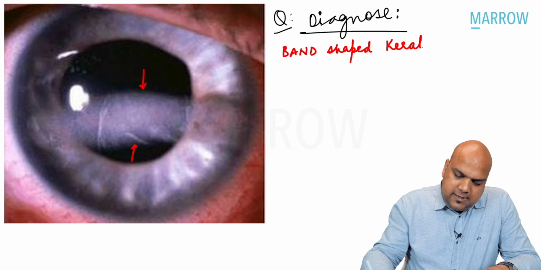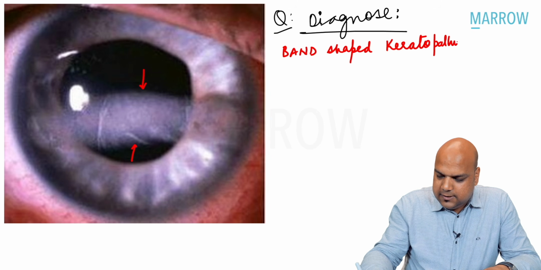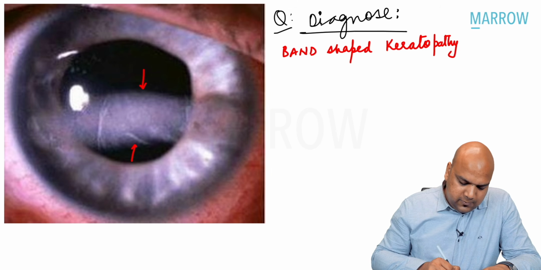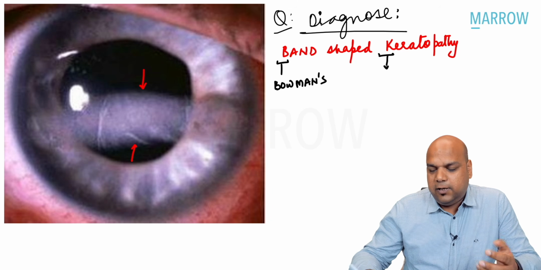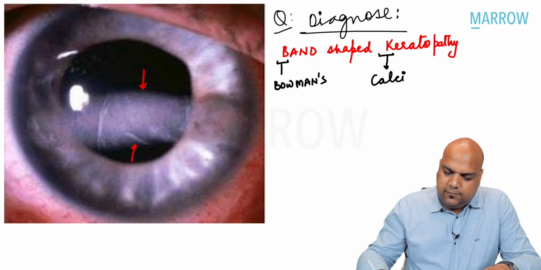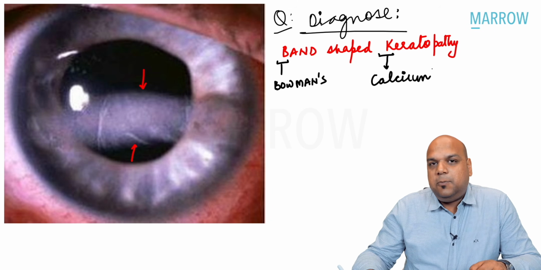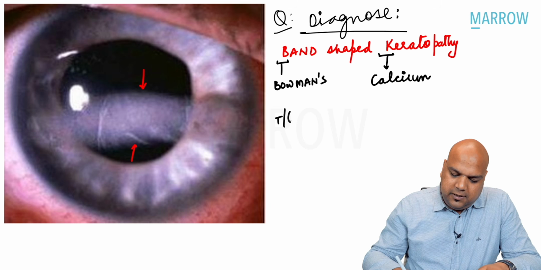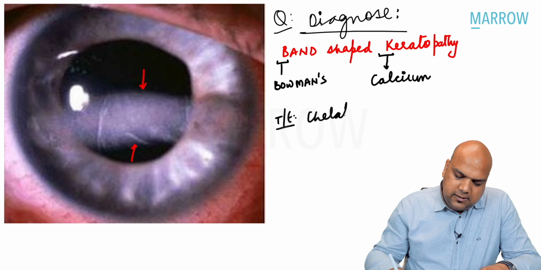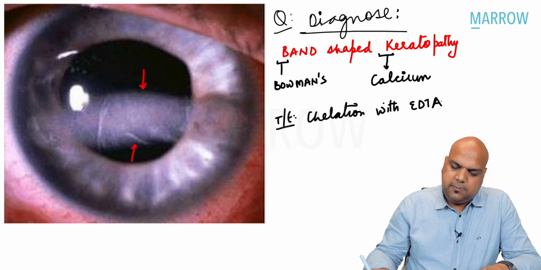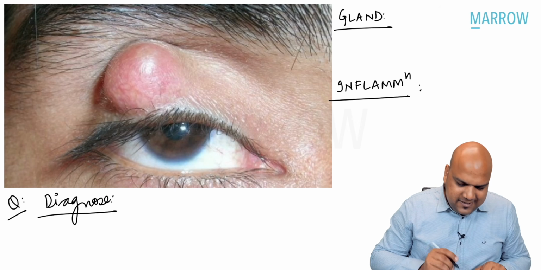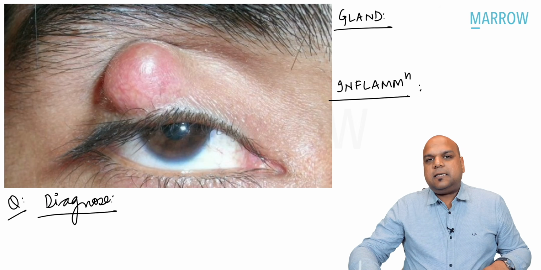I hope this is one of the easy images that has come across during this image-based revision session on YouTube. B for band, B for which layer is involved, Bowman's. This we know. K for keratopathy, K for deposition of calcium. So deposition of calcium in the Bowman's membrane of the cornea. The treatment is chelation with EDTA. This we know, right, guys? So pretty simple condition and pretty simple image for all of us. Moving on, please.